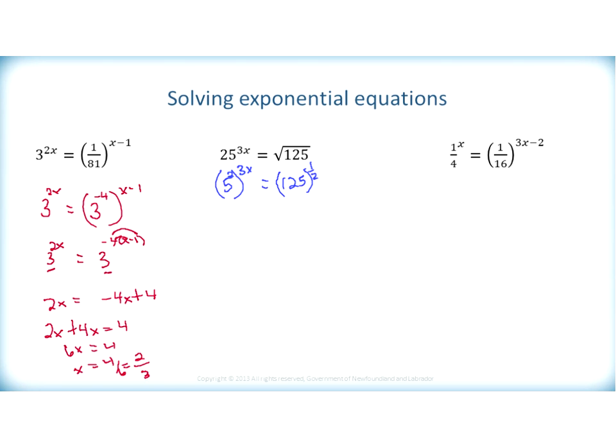First, we have 5 to the 6x, which would equal 5 to the 3, all to the 1/2. We have 5 to the 6x, which would equal 5 to the 3 over 2. Now, since the bases are the same, and we have two powers equal to each other, then we could say that 6x will equal 3 over 2. So x will give us 1/4.